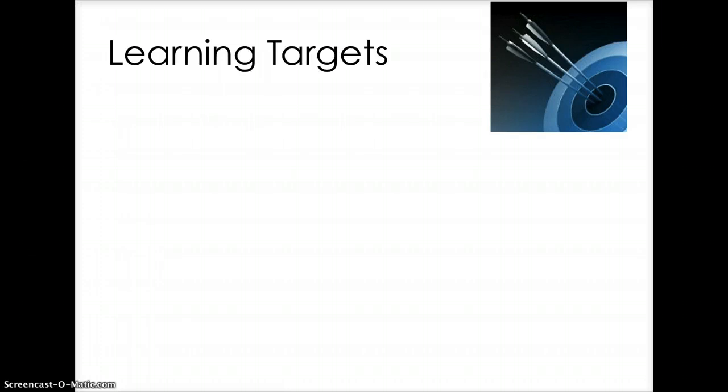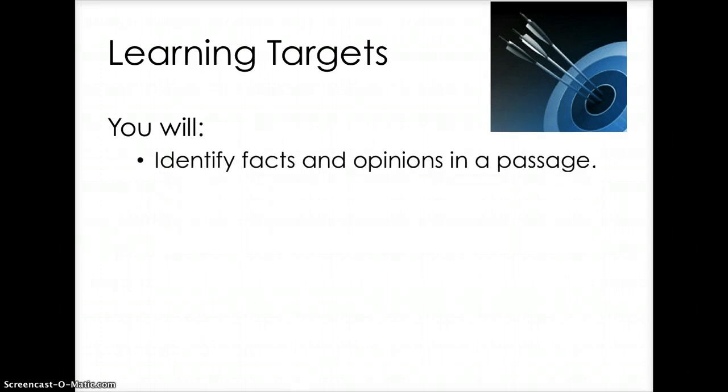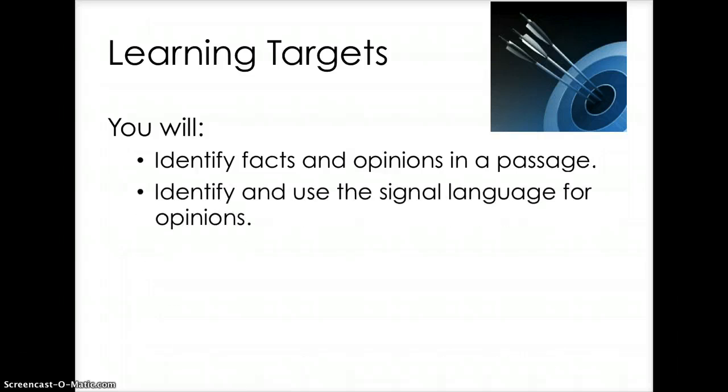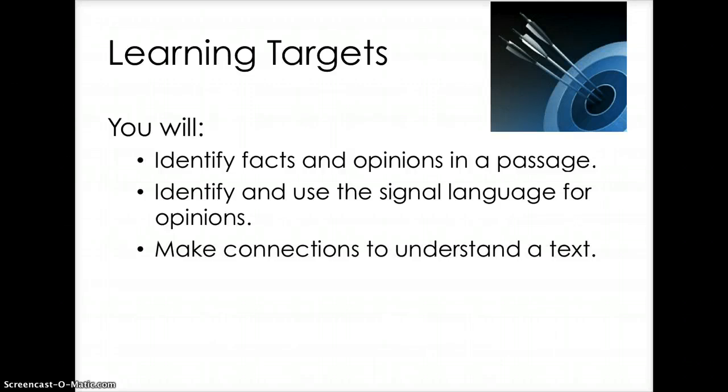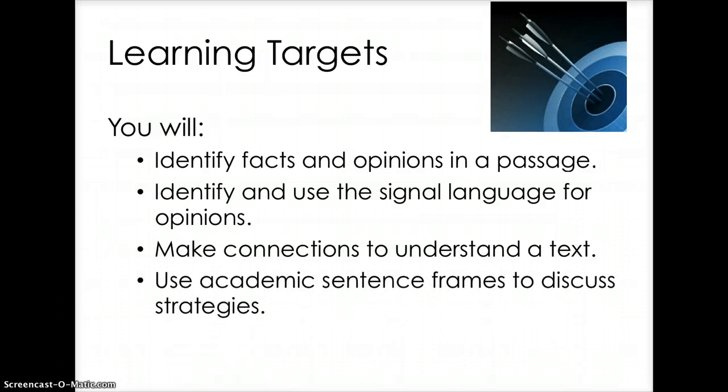Our learning targets for today: you will identify facts and opinions in a passage. You will identify and use the signal language for opinions. You will make connections to understand a text. And finally, you will use academic sentence frames to discuss strategies. So we began the lesson yesterday and we ended the video yesterday with talking about what is fact and opinion.